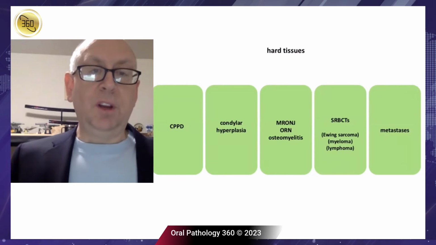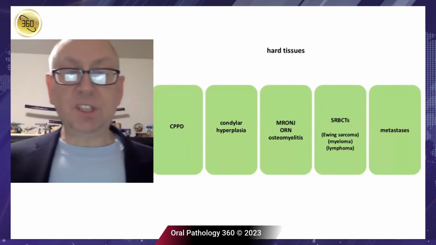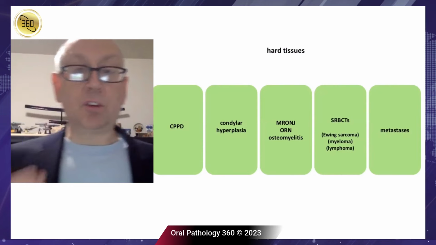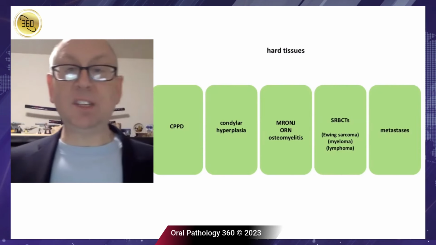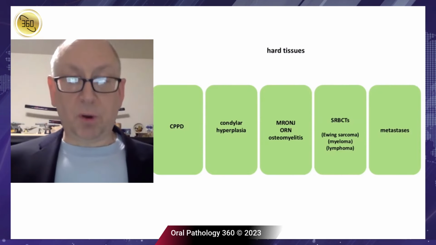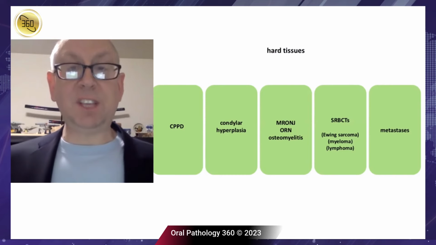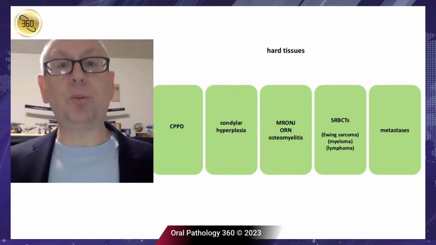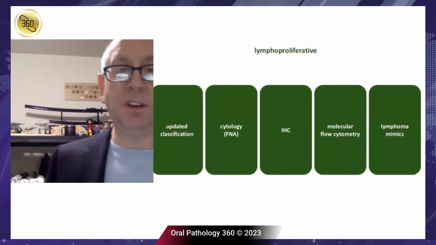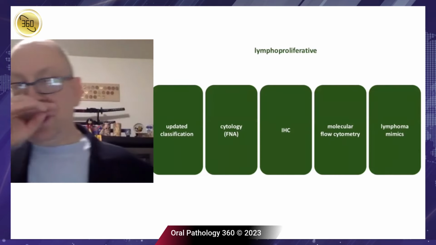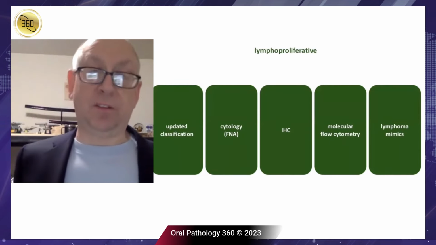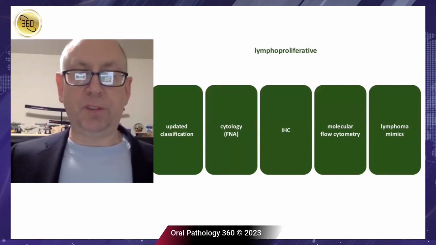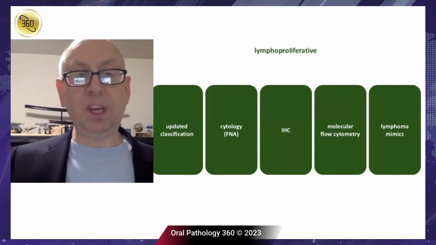Then there's all kinds of foreign materials and changes secondary to metabolic diseases. So there are pyrophosphate deposition diseases. There are osteonecroses due to the medications. You do see some small round blue cell tumors, some metastases, cancers like prostate and breast will go to the mandible and the maxilla. And then the area I think that we're probably the least comfortable with will be all the lymphoproliferative diseases, right? All the lymphomas and leukemias.